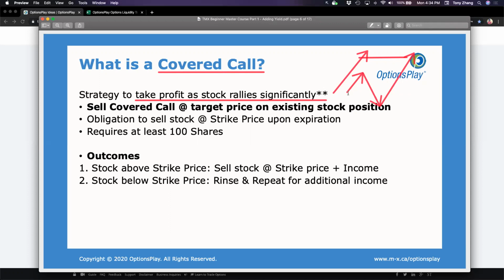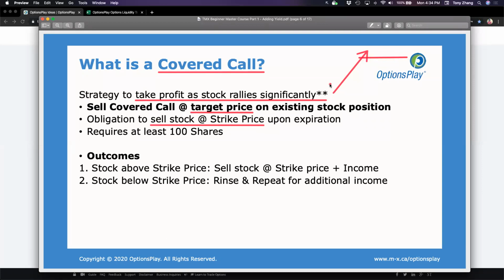Every single month this goes on. The first month it goes up by a few percentage points, the next month it goes down by a few percentage points, and the third month it rallies significantly. During those 3 months, you could have generated some income. So this is really why we want to show you how you can use a covered call to place an order at the target price that you have on an existing stock position, which allows you to take profit on it when the stock rallies significantly. Because when you sell a covered call, it obligates you to sell your stock at the strike price upon expiration.